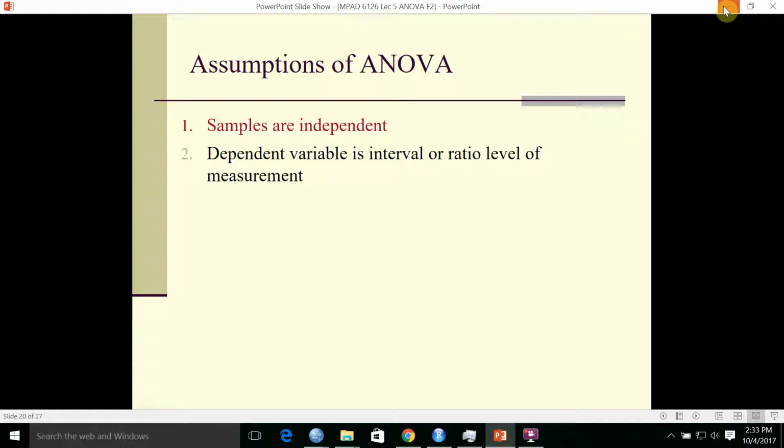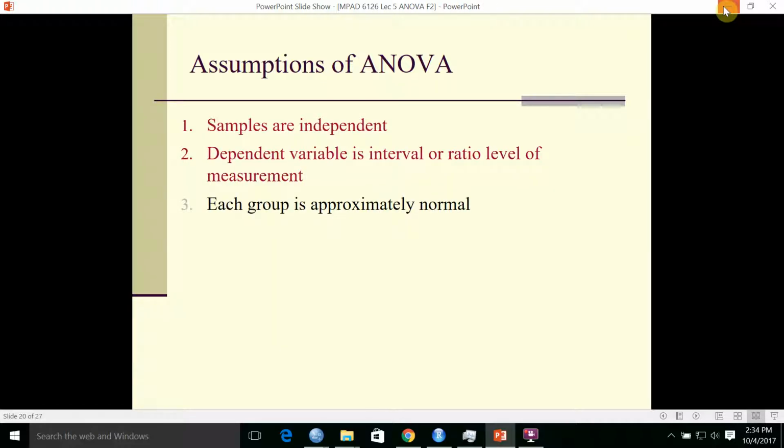Second, the dependent variable would be interval or ratio level, what we have been calling continuous variables. It's not appropriate in this situation to use a 0-1 dependent variable. That would be more of a chi-squared type test, which we'll talk about next week. So when we're running ANOVA, we have more than two groups that we're testing, and the outcome is some sort of continuous variable.